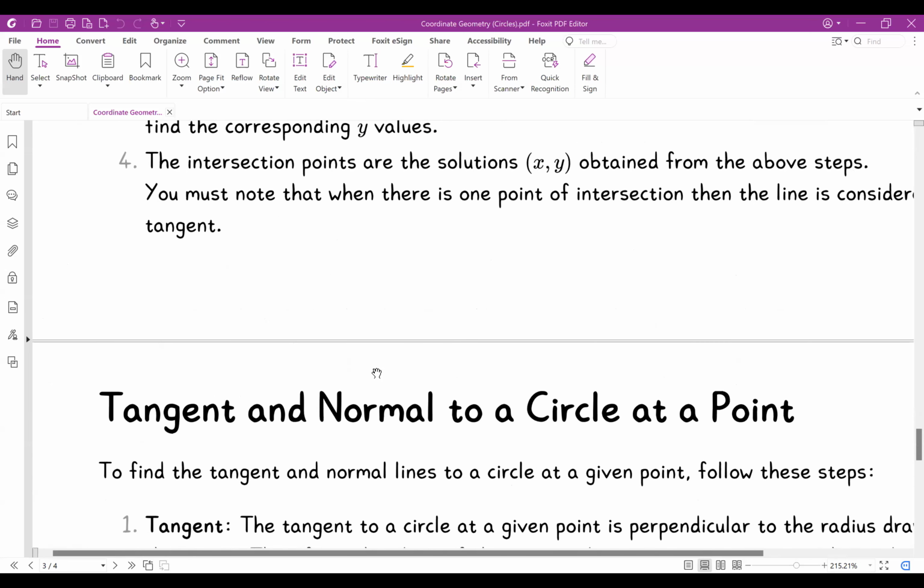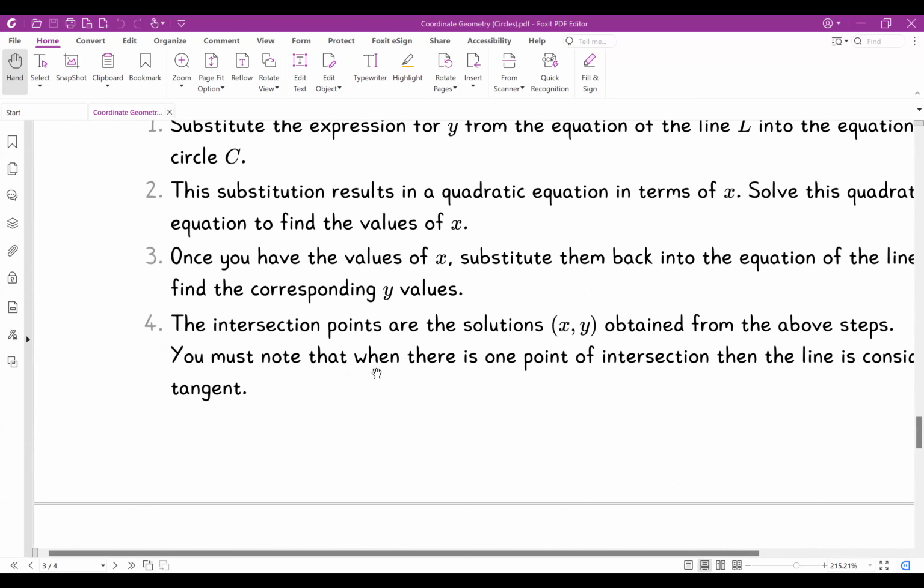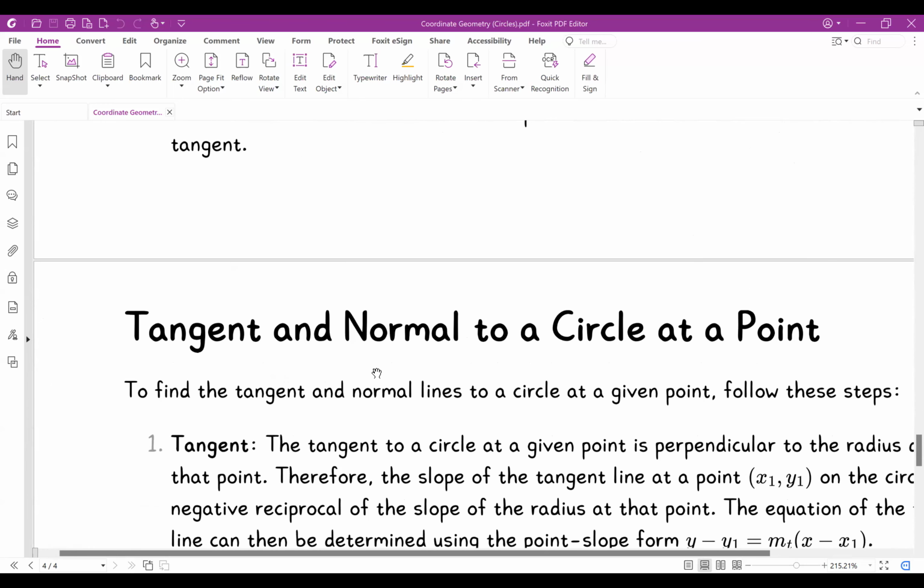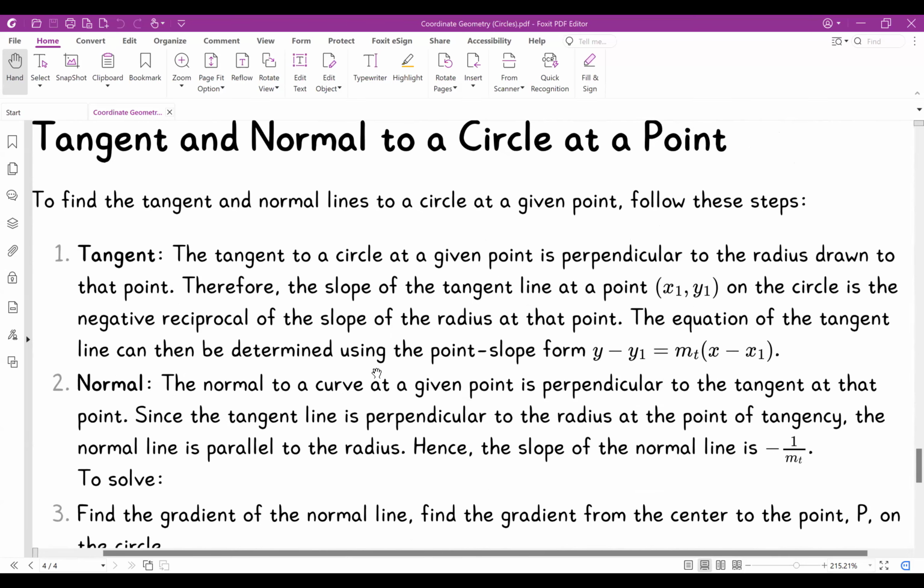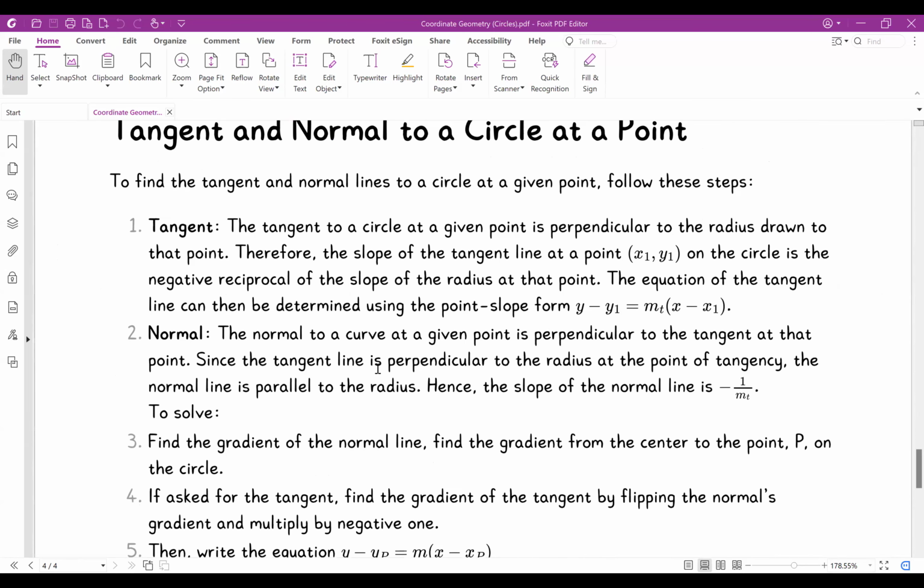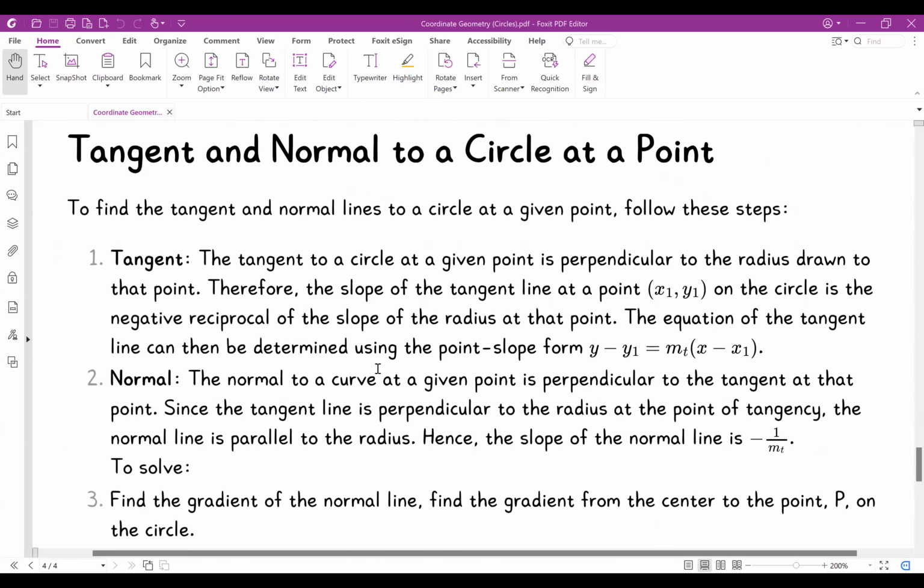It's very important to remember that tangents and normals are questions that CAPE will ask. So now you have to think about tangents and normals to a circle. It will tell you that you need to find the tangent and normal to the circle at any point. The steps to do that always remain the same, right? The tangent to a circle is perpendicular to the radius. Therefore, the slope of the tangent is the negative reciprocal of the slope of the radius.